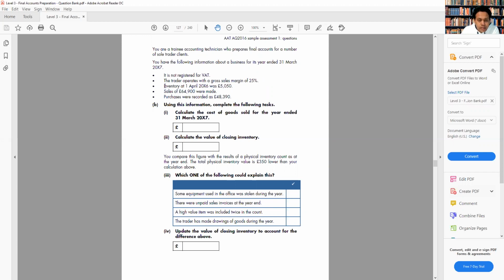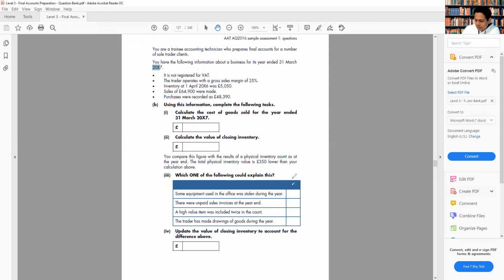Then we have opening inventory on 1st of April, so 1st of April 2006. We are doing 31st of March 2007. So my opening inventory is 5050. Purchases were recorded at 48,390. So that's my purchases. All right, let's have a look. Using this information, complete the following tasks. Calculate the cost of goods sold for the year ended 31st of March 2007. Then calculate the closing inventory. So how much is the closing inventory?